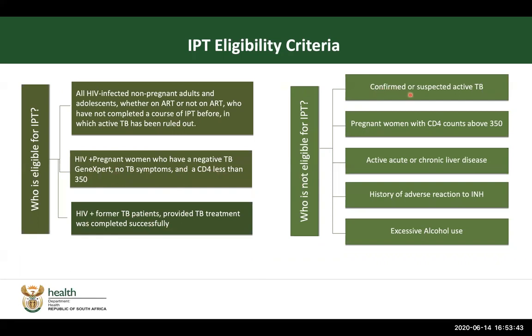Who is not eligible and should be excluded from accessing isoniazid prophylaxis therapy? That would be anyone with confirmed or suspected active TB, pregnant women with high CD4 counts, patients with active acute or chronic, any form of liver disease, a history of adverse reaction to INH, severe peripheral neuropathy, or even a hypersensitivity reaction, and then excessive alcohol abuse. So any patient who meets these criteria should not be considered for INH prophylaxis therapy. And then these are the groups that would qualify for such a treatment.